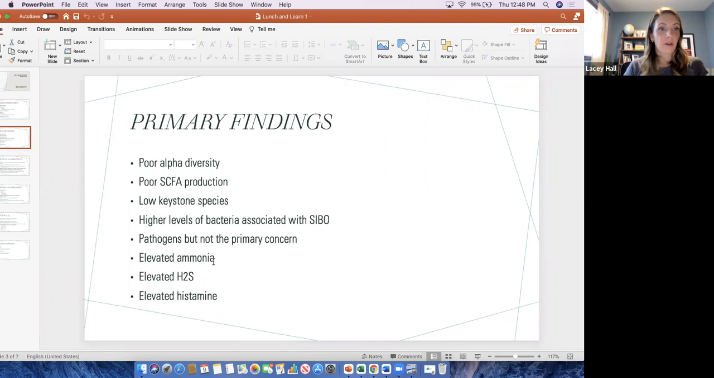We need to protect the liver. Elevated ammonia can be quite detrimental. I think it links back to her brain fog, and it's certainly putting a lot of stress on her liver and kidneys. Elevated hydrogen sulfide, and then the elevated histamine.